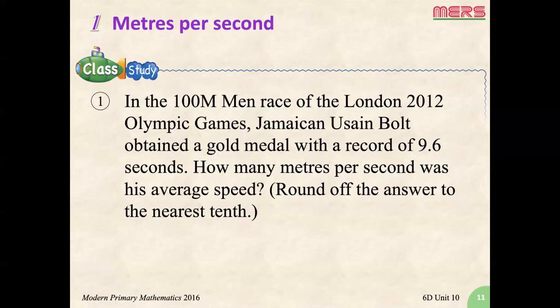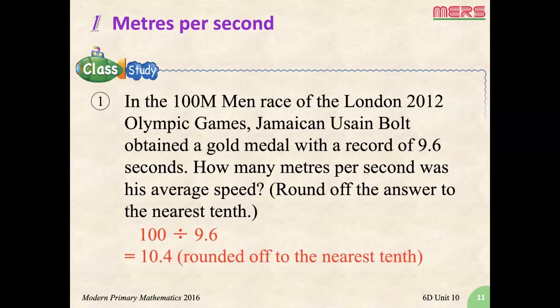Okay, so let's check the answer together. So 100 divided by 9.6, and then the answer actually is 10.41. And then we round off because 1 here is less than 5. So we can round down, keeping 4 in the tenths place. So we can say Usain Bolt's average speed was 10.4 meters per second. That means for each second, he can move 10.4 meters.